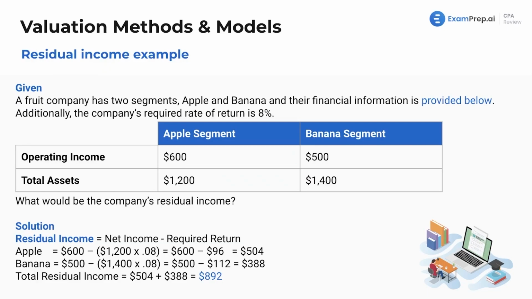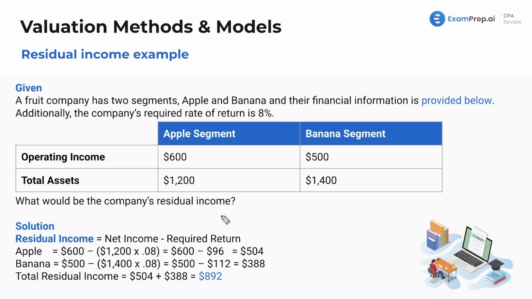Residual income example. Let's take a look at an example. Well, we've got a fruit company. Apple and banana are their two segments. So do they make apples and bananas? No, they make furniture. Who knows what they actually do there, but it's a fruit company. Apple and banana are the two segments, and they have financial information provided below. So the required rate of return is 8%, meaning you have to make, say, an 8.1% return in order to be above break even. Hopefully you make more. Hopefully you make 9, 10, even 50%. That would be lovely.